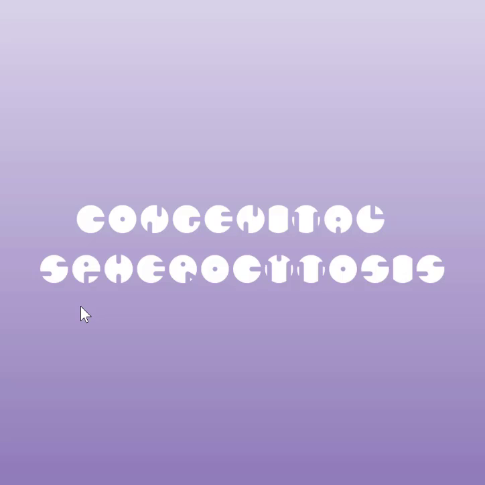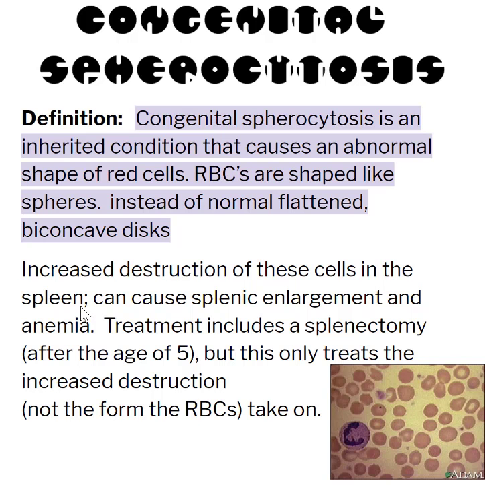Next up, we have congenital spherocytosis, which is again another inherited disease. This time it causes the red blood cells to become sphere-shaped, or big balls. Normally we have flat biconcave discs. Congenital spherocytosis causes some of the blood cells to become ball-shaped.